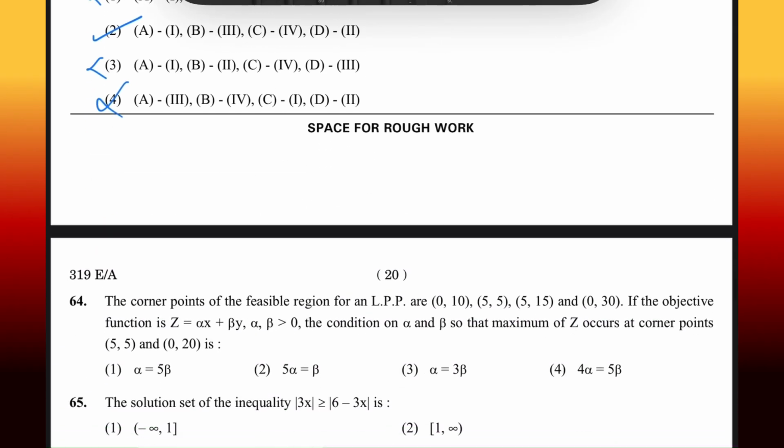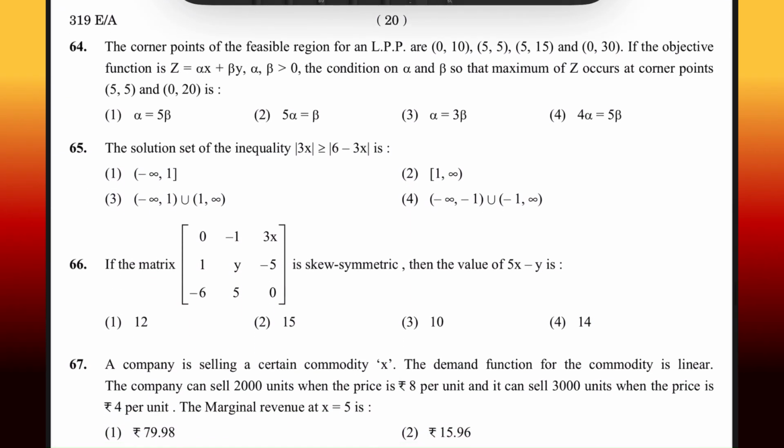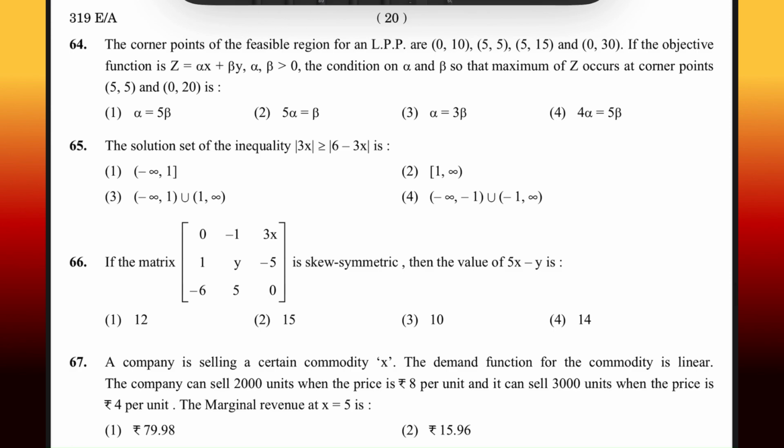So a basic question from financial mathematics. Okay, moving on to the next question, question number 64. The corner points of a feasible region. You have the corner points. You have the objective function also. You need a condition on alpha and beta so that the maximum occurs at 5, 5 and 0, 20. So you need to put these points here. What if I put 5, 5 instead of x and y?